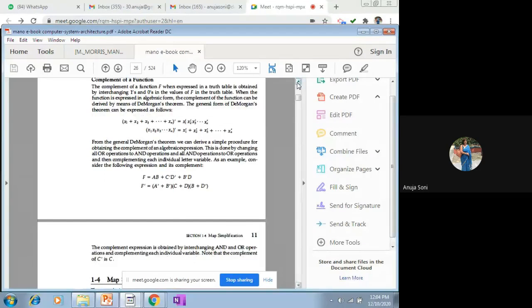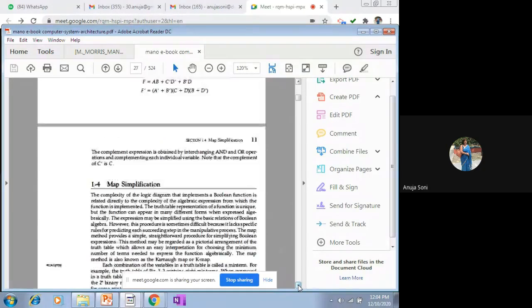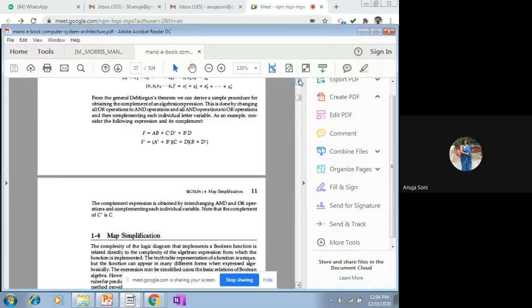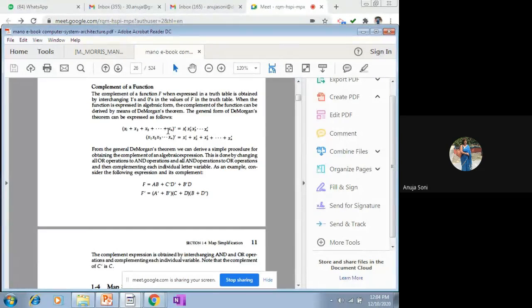Complement of a function means here we are simply taking the complement on both sides. Here we are going to talk about De Morgan's law specifically. I told you earlier about De Morgan's law, and it also works for n number of variables. It says that earlier, if we have this kind of function and we take the complement of OR, then whenever it is expanded, how will it be expanded?